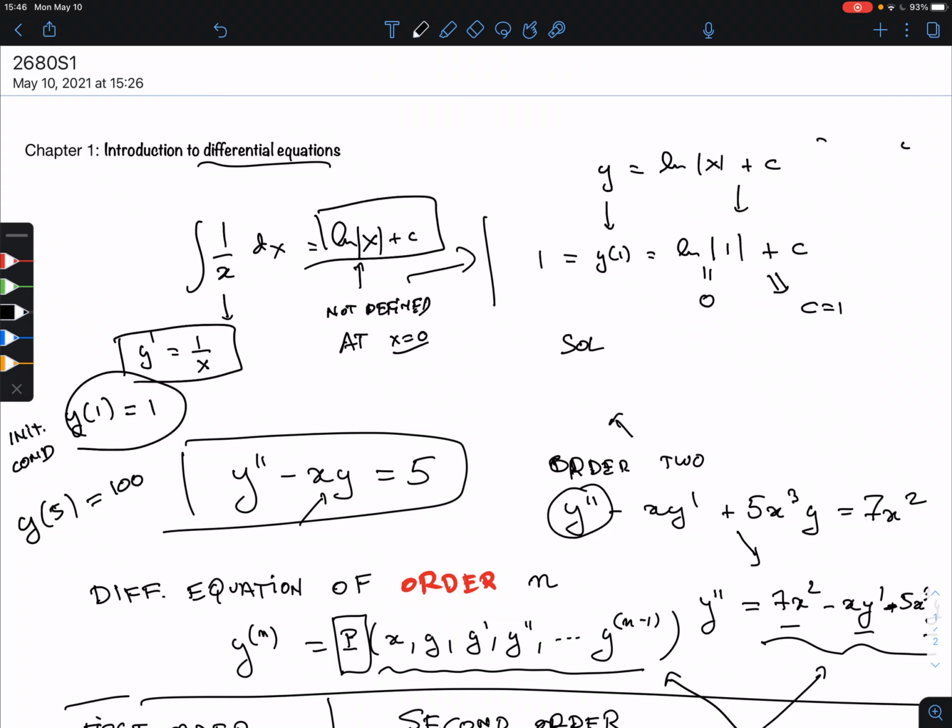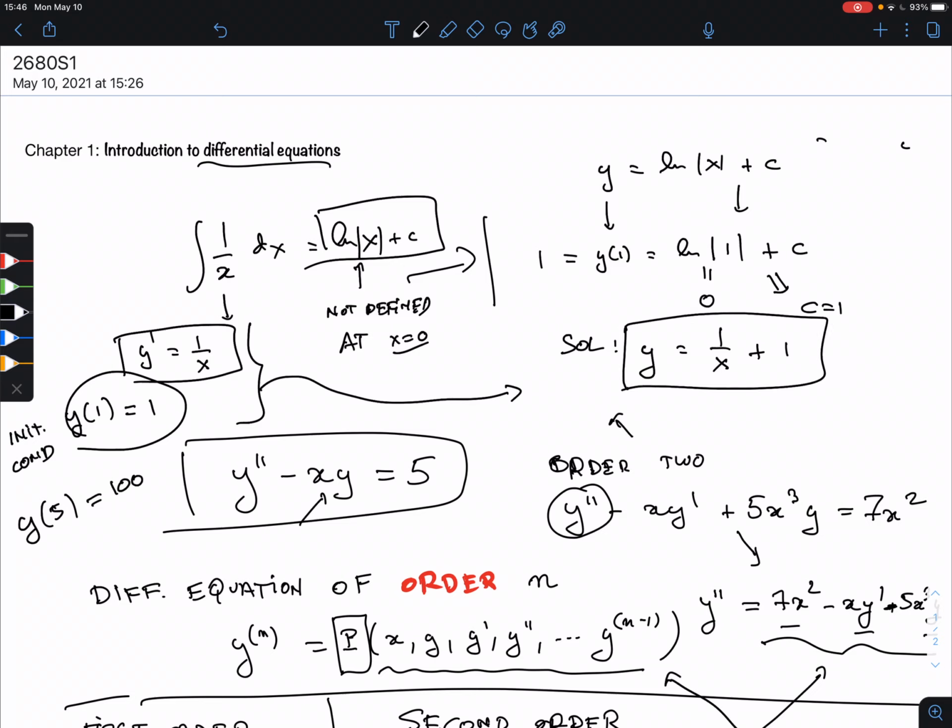So our solution to this question therefore is y is ln of x plus 1. Okay, and so we see that there is actually a unique solution. If I impose an initial condition, I get a unique solution. So let me write this down.